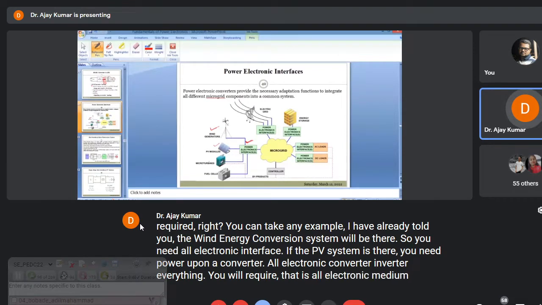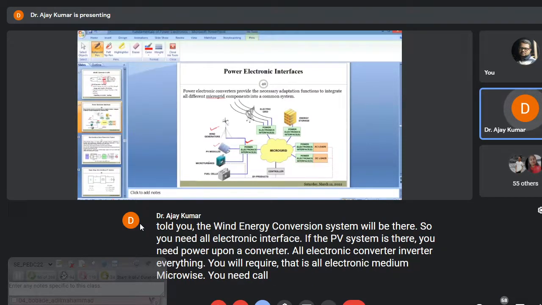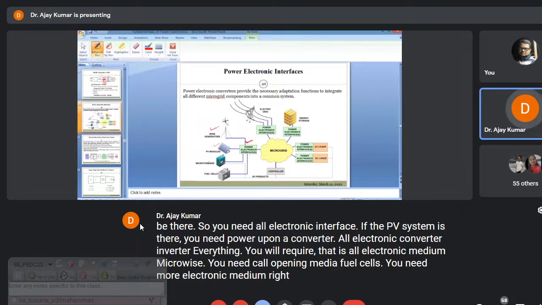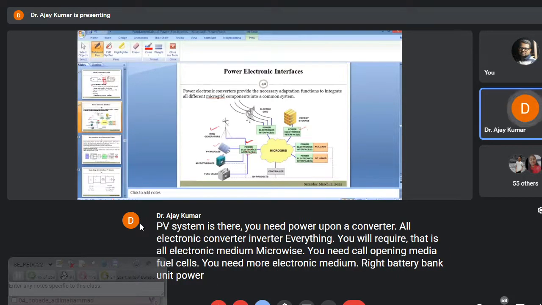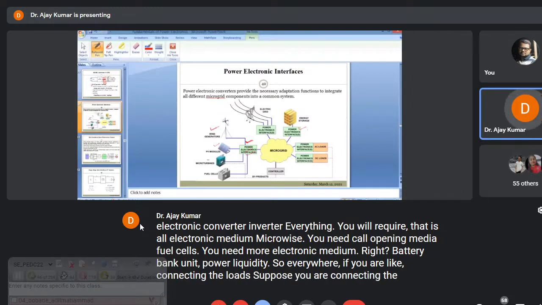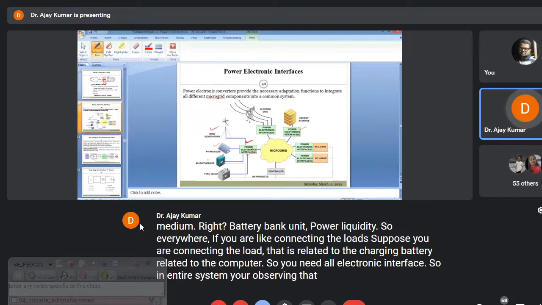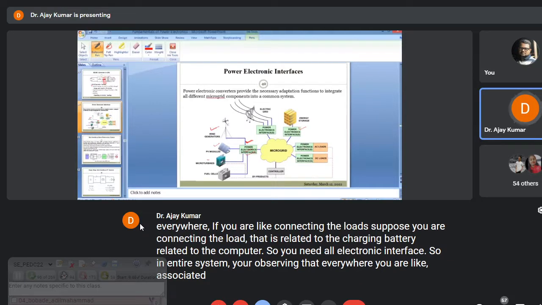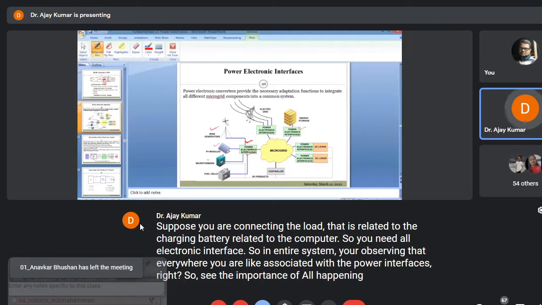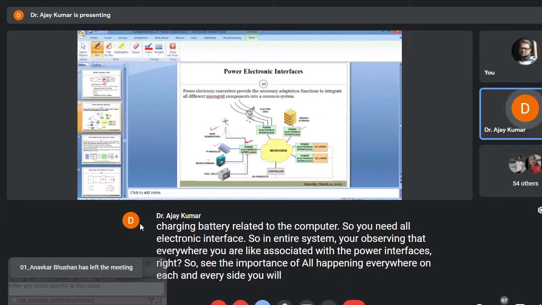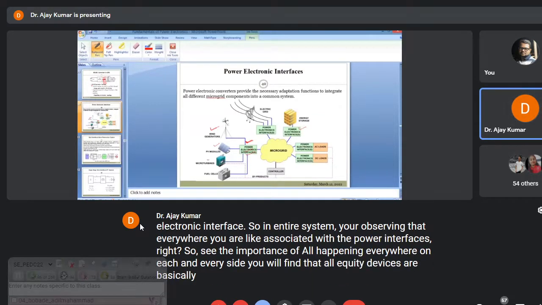Micro turbines, you need power electronic medium. Fuel cells, you need power electronic medium. Battery bank, you need power electronic medium. Everywhere, if you are connecting loads, such as those related to charging a battery or a computer, you need a power electronic interface. In the entire system, you observe that everywhere you are associated with power electronic interfaces. So see the importance of power electronics. On each and every side, you will find that power electronic devices are utilized.